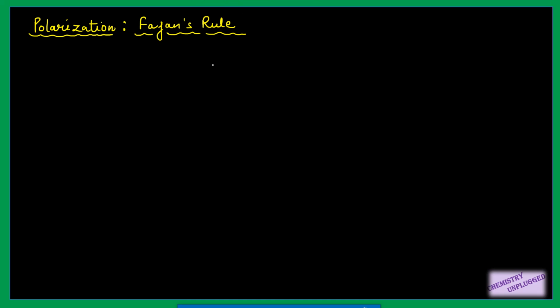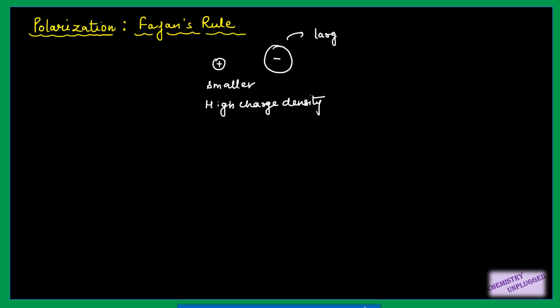What this rule says is that if I have a cation which is smaller in size and has high charge density, then it can cause polarization of an anion which is larger in size and softer in nature. So this cation can cause polarization. Polarization means distortion in the shape of this anion, and due to this distortion this bond will become covalent in nature.